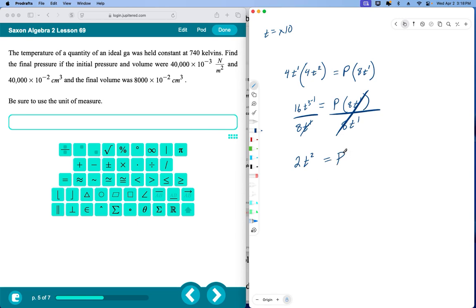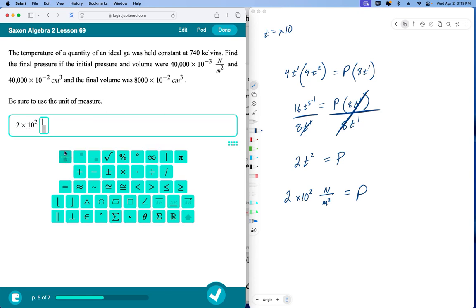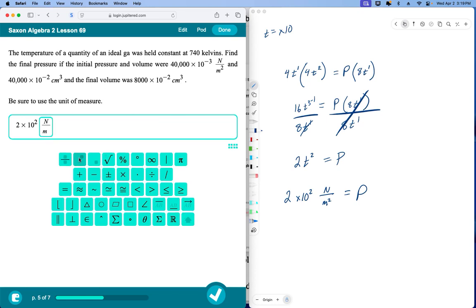So what we have to do is rewrite this: 2 times 10 to the 2nd power. Now we have to find the unit of measure for pressure. And it looks like this is the unit of measure for pressure. So newtons per square meter is equal to our pressure. So we're going to write it just like that: 2 times 10 to the 2nd power, and we're going to come out here, make a fraction, and put a capital N over meters squared. And it's correct.